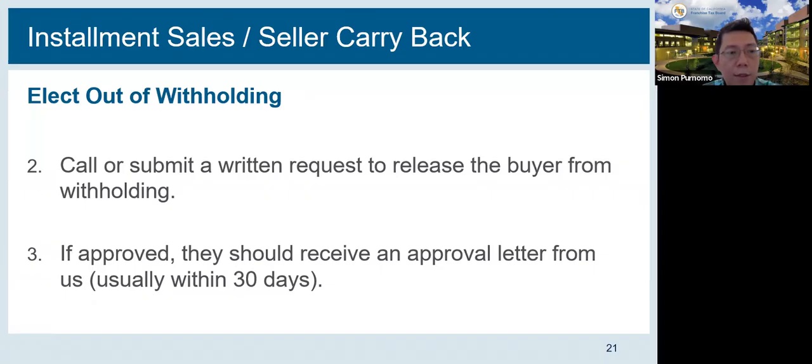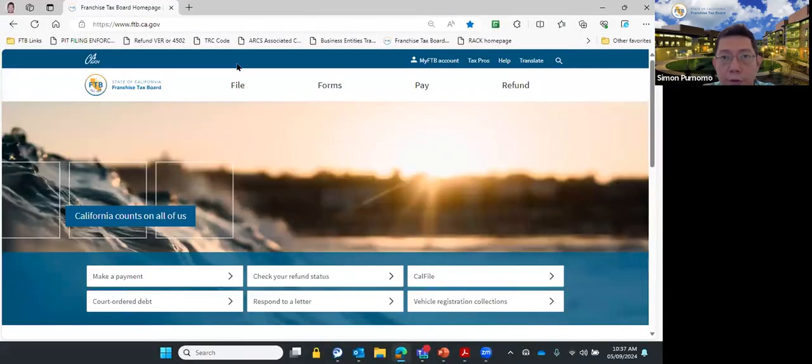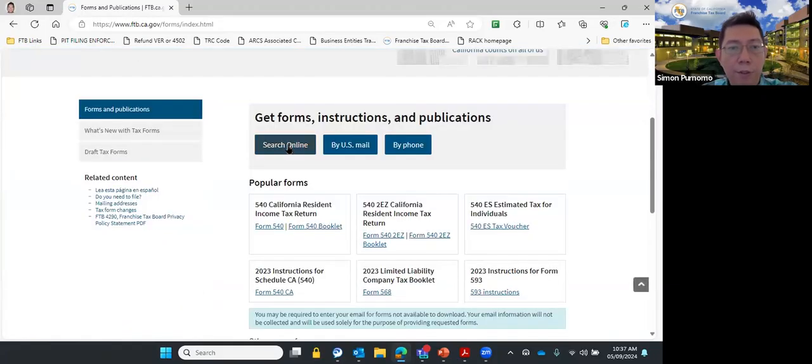And this is our installment sales brochure. Make sure that you download the most current version from our website. Let me show you how to download this one. This is our website, www.ftb.ca.gov. If you're here, click Forms on top of the page, and then scroll down a little bit until you see Search Online. Click on this one.